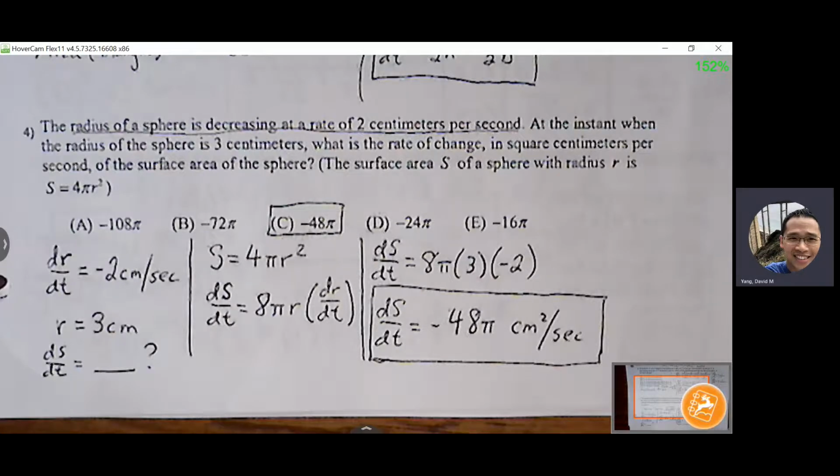Gather information from the problem. dr dt is -2, right? The radius is decreasing at a rate. We know that it's talking not about a static value, but a changing value. So dr dt is -2. Radius is 3. And we're looking for ds dt. We're looking for the rate of change of the surface area of the sphere. Okay. Once you gather information, then it becomes easier. Just substitute and get it down to a numeric value.